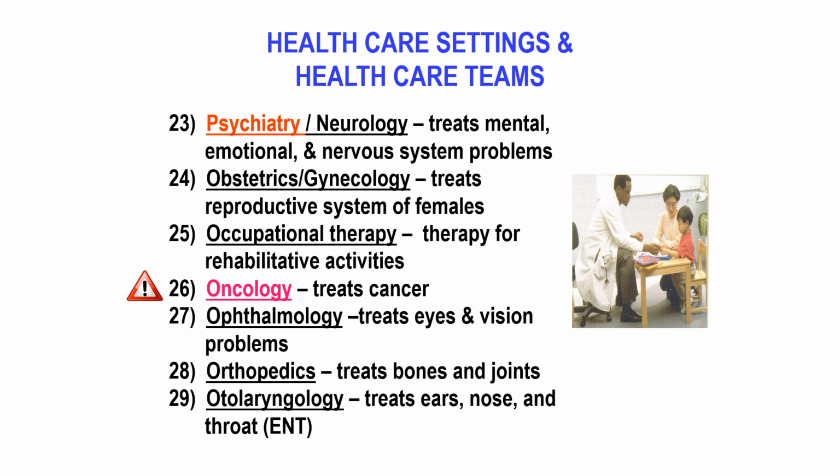Obstetrics and gynecology treat reproductive systems of females. We have occupational therapy. This is treatment for rehabilitative activities. Oncology is for cancer. Ophthalmology treats eyes and vision problems. Orthopedics, we know, deals with bones and joints. And otolaryngology talks about ears, nose, and throat, your ENT.